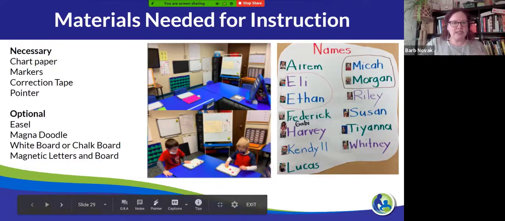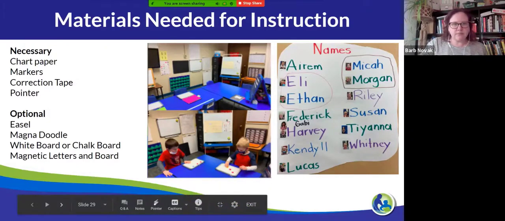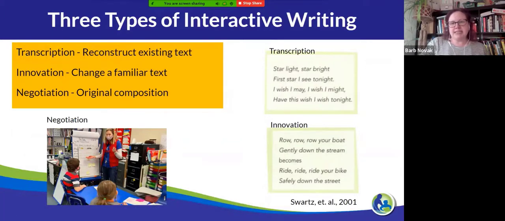These are possible materials needed for instruction. And a few different kinds of interactive writing that you can do. You can do transcription, where you're reconstructing an existing text. And the example that you see over here for transcription is a nursery rhyme.